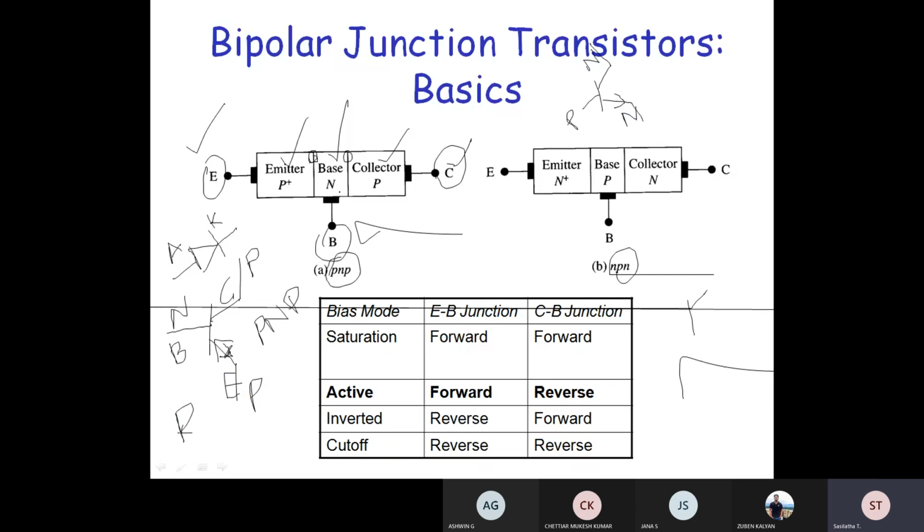The base is a very small region. The width of the base is very less compared to the width of the emitter or collector. Width means what? This width I am saying. See here, look at the width of the emitter, from here to here. Look at the width of the collector. Please unmute your mic and tell me whether the width of the collector is more than the emitter or less than the emitter.